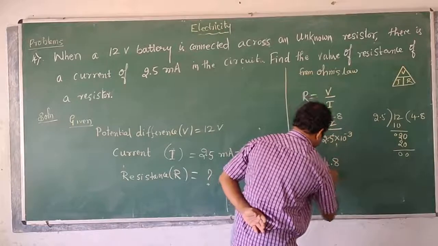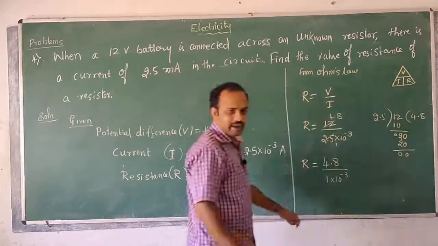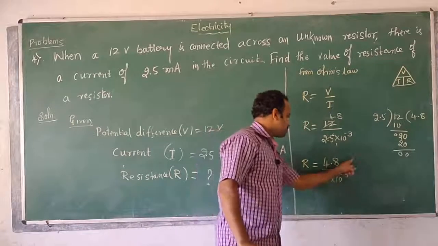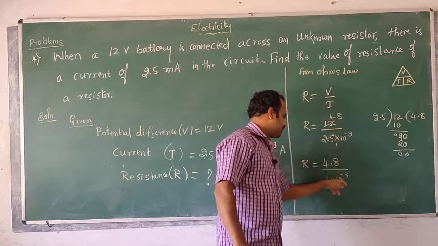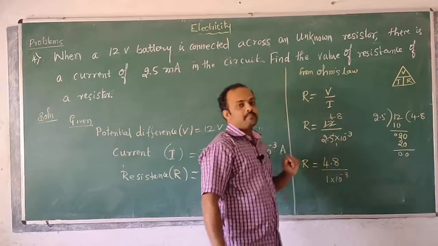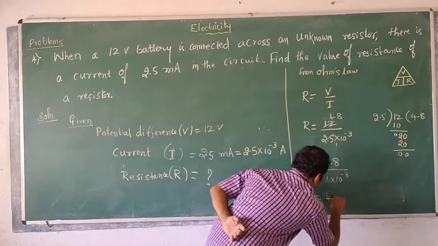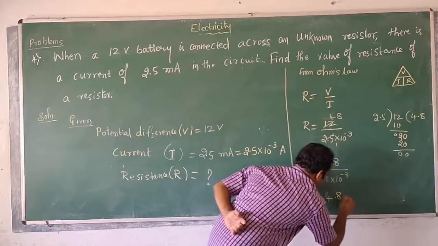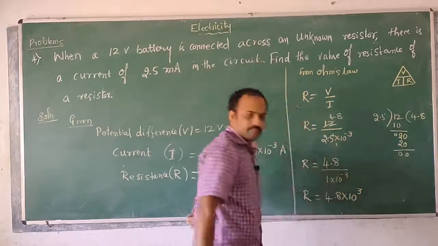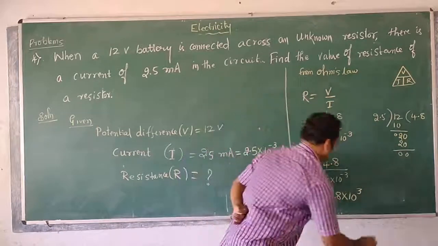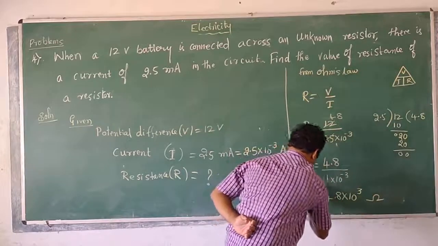Here the denominator is 1 into 10 to the power minus 3. When it goes to the numerator, 10 power minus 3 becomes 10 power plus 3. Therefore R is equal to 4.8 into 10 power 3 ohm.